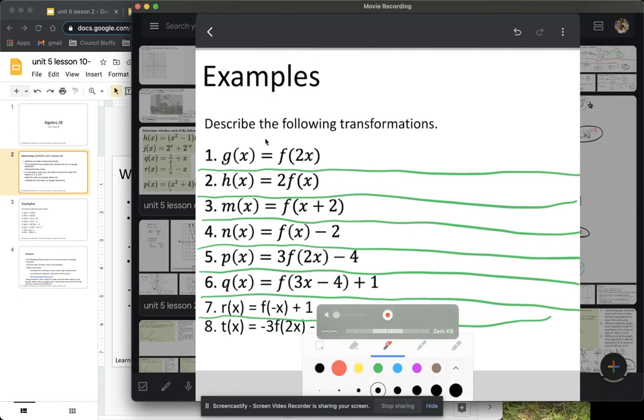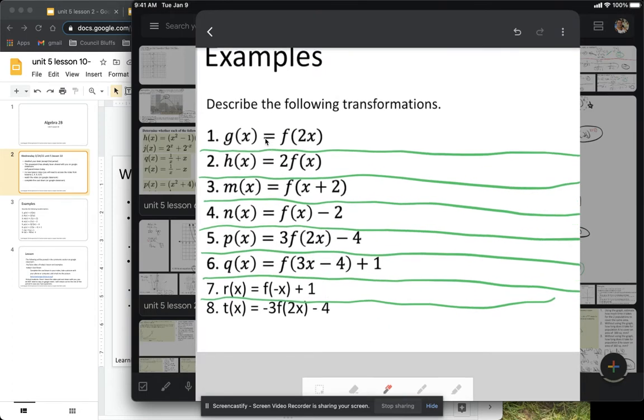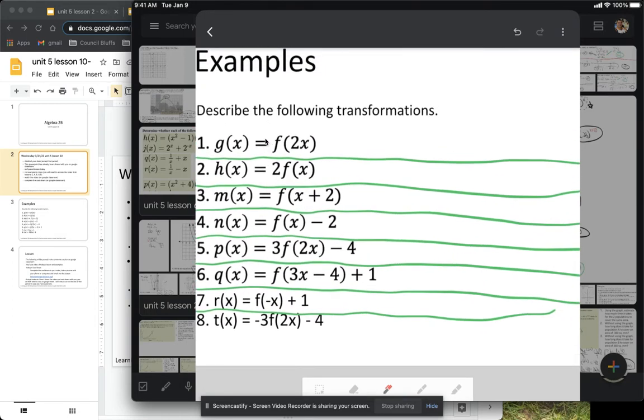So our goal for each of these examples is to simply identify each of the transformations based on the function notation. So essentially the opposite of what we've been doing. Some of these, there's only one transformation going on. Some of these, there's multiple transformations going on. We'll go through each of these individually, and we'll see what happens. So let's start with number one.